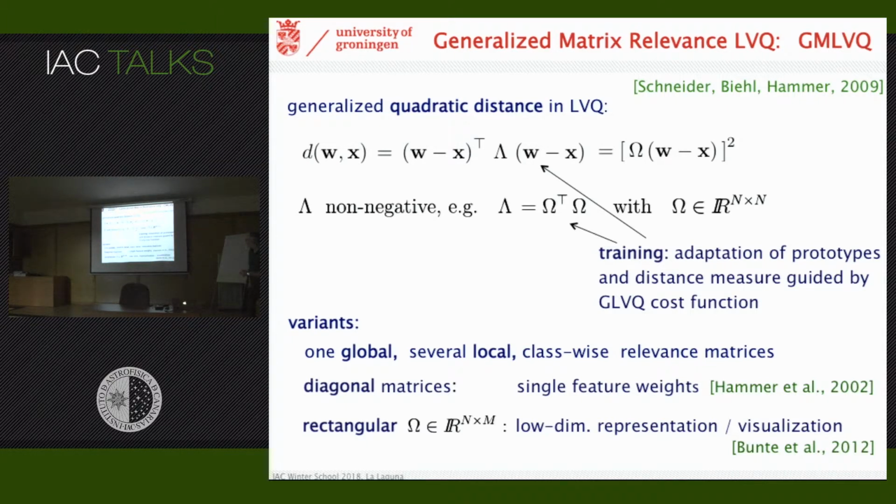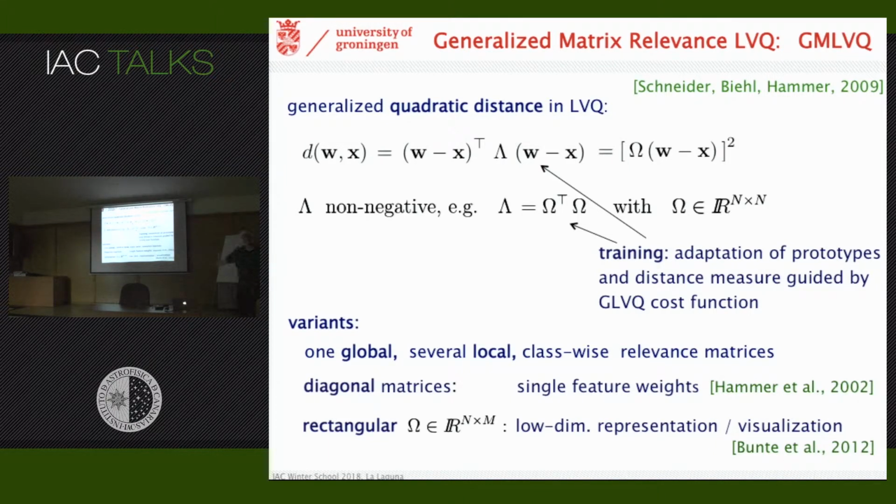Or we can make things simpler and say, let's make lambda a diagonal matrix rather than a full matrix. That corresponds to assigning to each feature dimension one weight rather than a full matrix to the whole system, right? We can even use rectangular matrices omega. Nobody says that omega has to be n by n. All that we have to guarantee is that lambda is n by n.